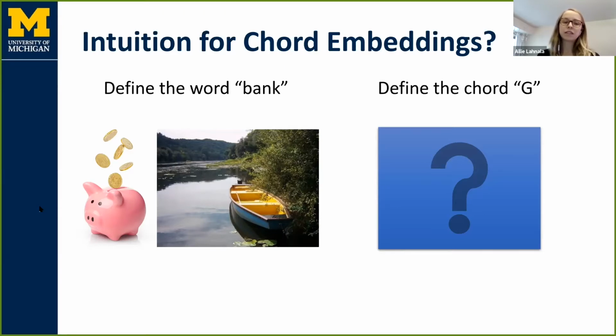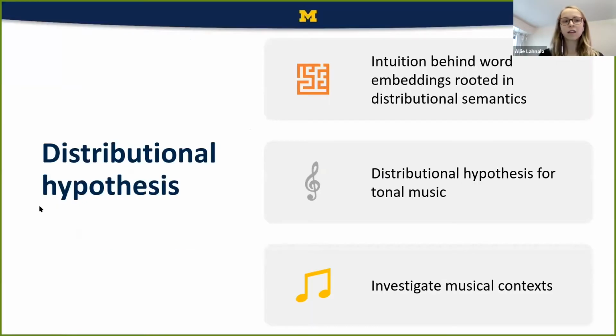Even after all these ways of defining it, we can change keys, and now the G chord in G major plays the role of the D chord in D major. These definitions all have their caveats, but most importantly, context is key. In natural language, a concept that relates to the significance of context is called the distributional hypothesis, which is that words occurring in the same context tend to have similar meanings.